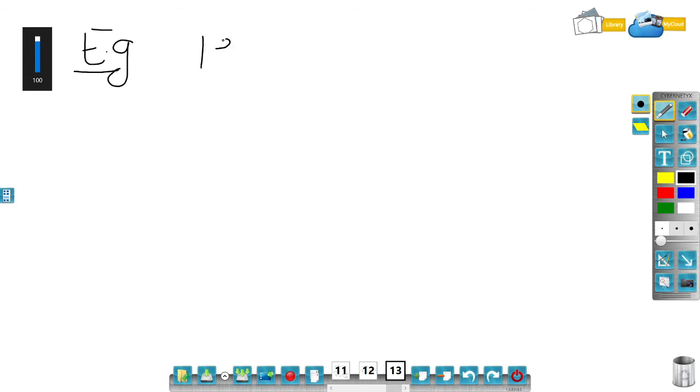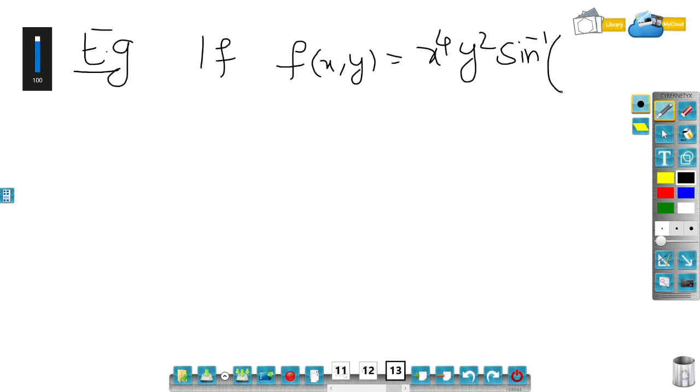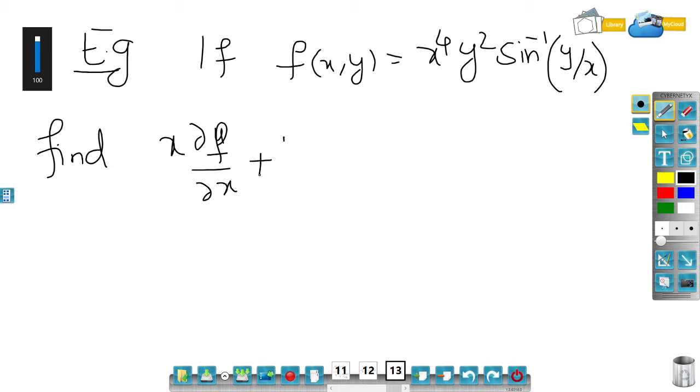If f of x comma y is equal to x raised to 4 y square sine inverse of y upon x, find x dou f by dou x plus y dou f by dou y. Now you could see that using Euler's theorem this will be very easy if I know my function is homogeneous or not. So I just need to check whether the function is homogeneous or not.